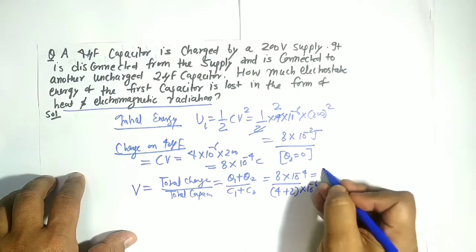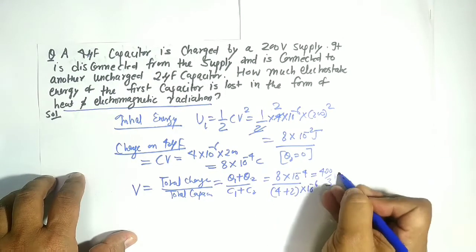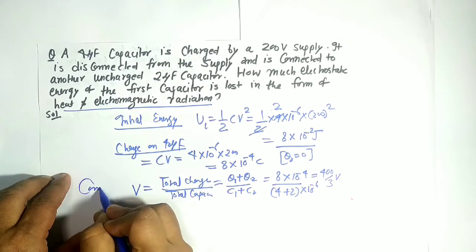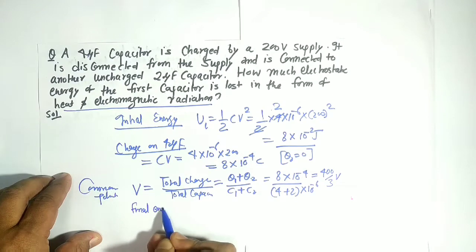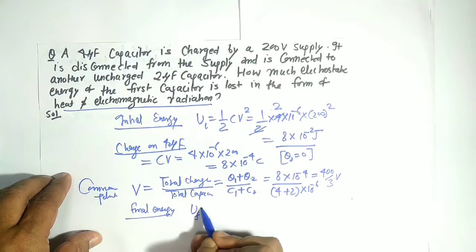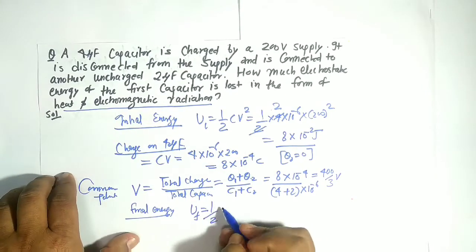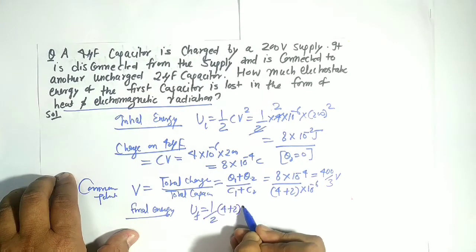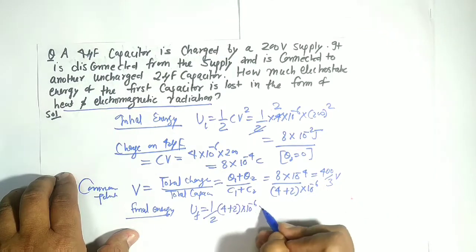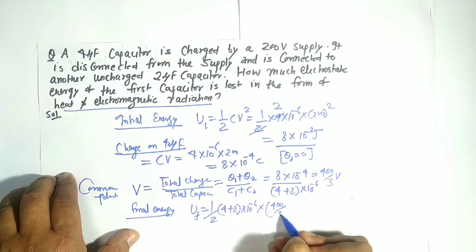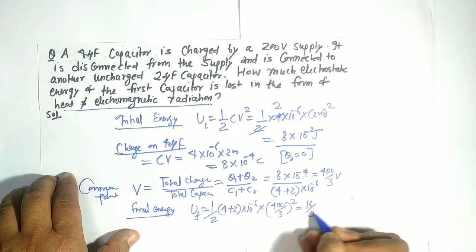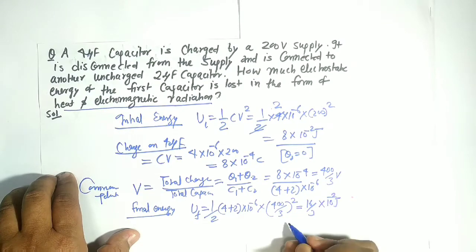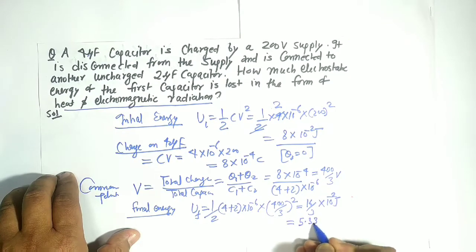So if you calculate it, it becomes 400 by 3 volt. So you got this common potential, and then you can find out the final energy. Final energy will be, you remember, half net capacitance C into V square. C is (4 plus 2) into 10 to the power minus 6, and V is 400 by 3, squared. So you calculate it, it becomes 16 by 3 into 10 to the power minus 2 joule. That comes 5.33 into 10 to the power minus 2. This will be the final energy.